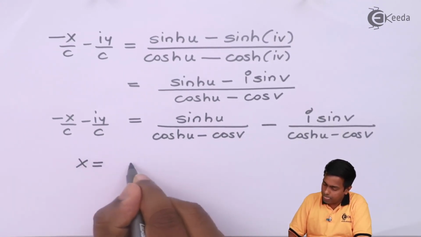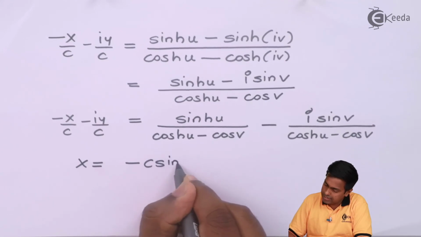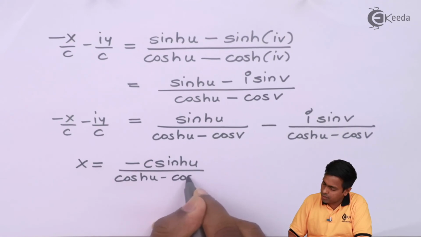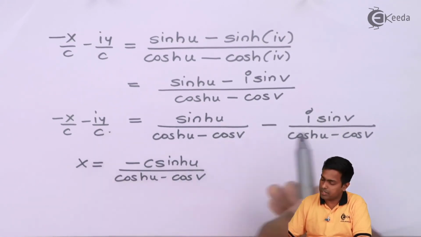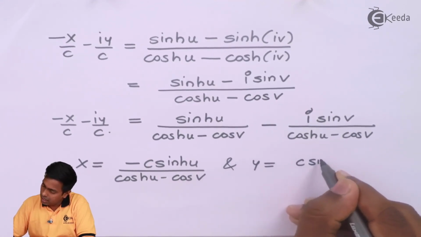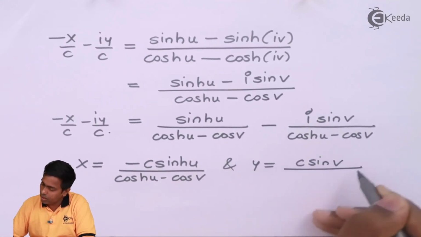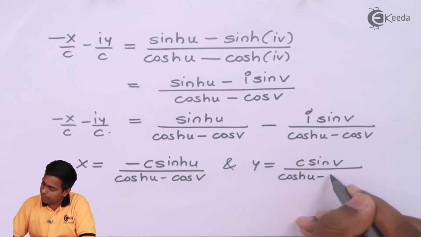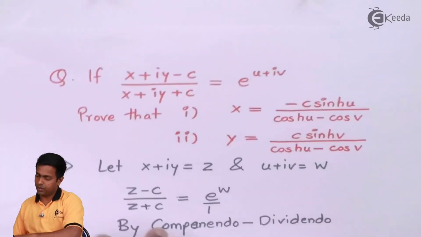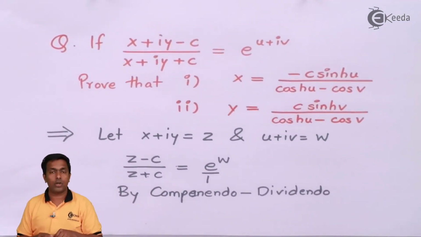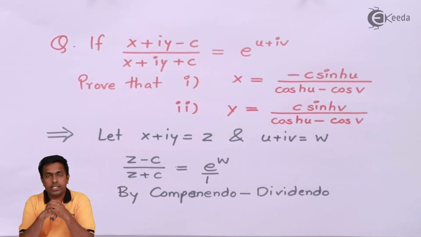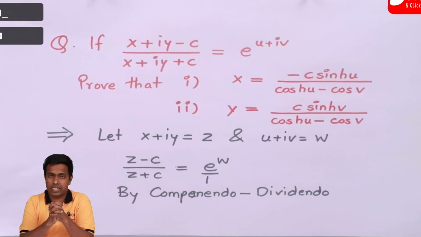So we'll get x equal to minus c hyperbolic sine u upon hyperbolic cos u minus cos v. Similarly, if I compare the imaginary part, then we will get y equal to c into sin v upon hyperbolic cos u minus cos v. And guys, if you observe the result, you can see that we exactly got the value. So here I proved both the results. So guys, just follow the steps which I have done here and you'll get full marks in the examination.